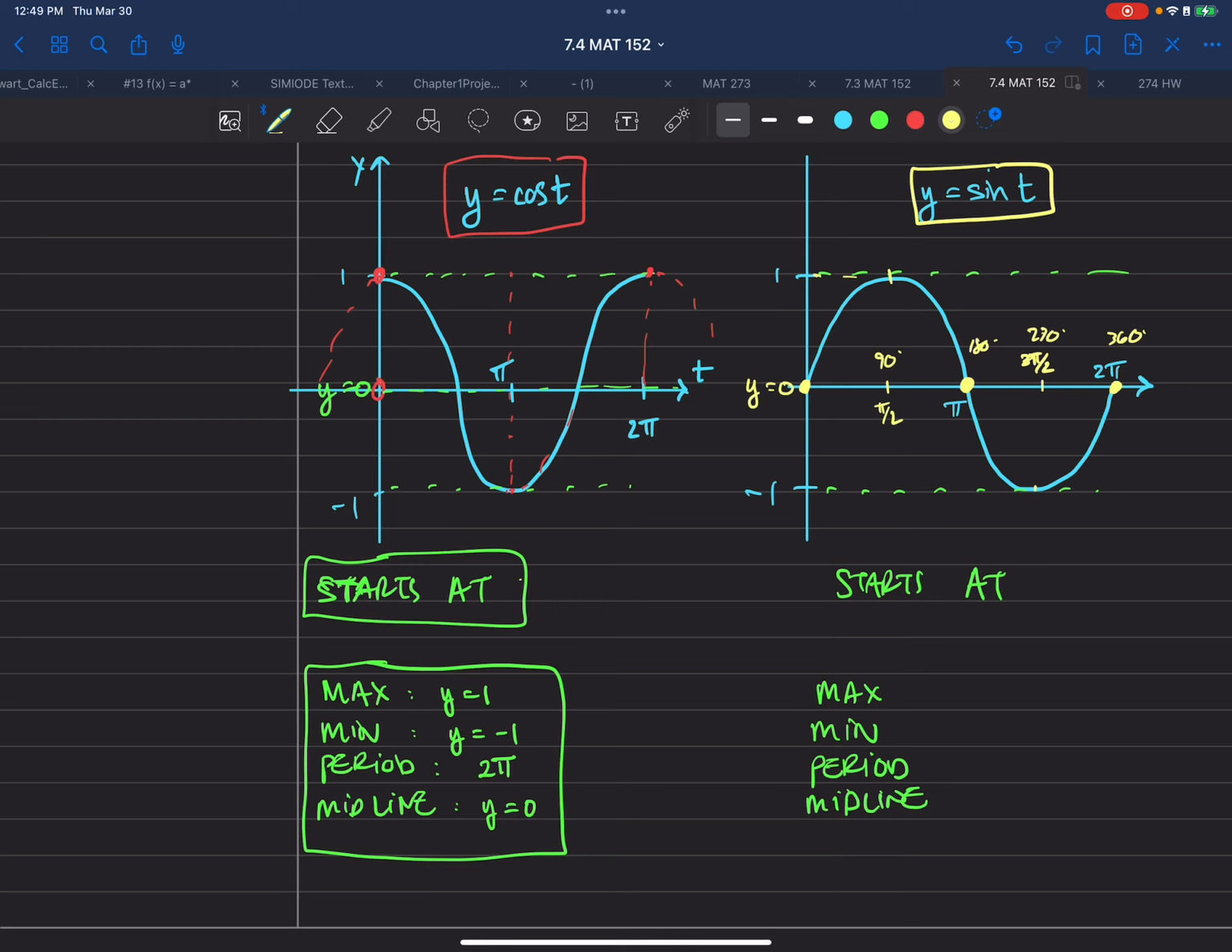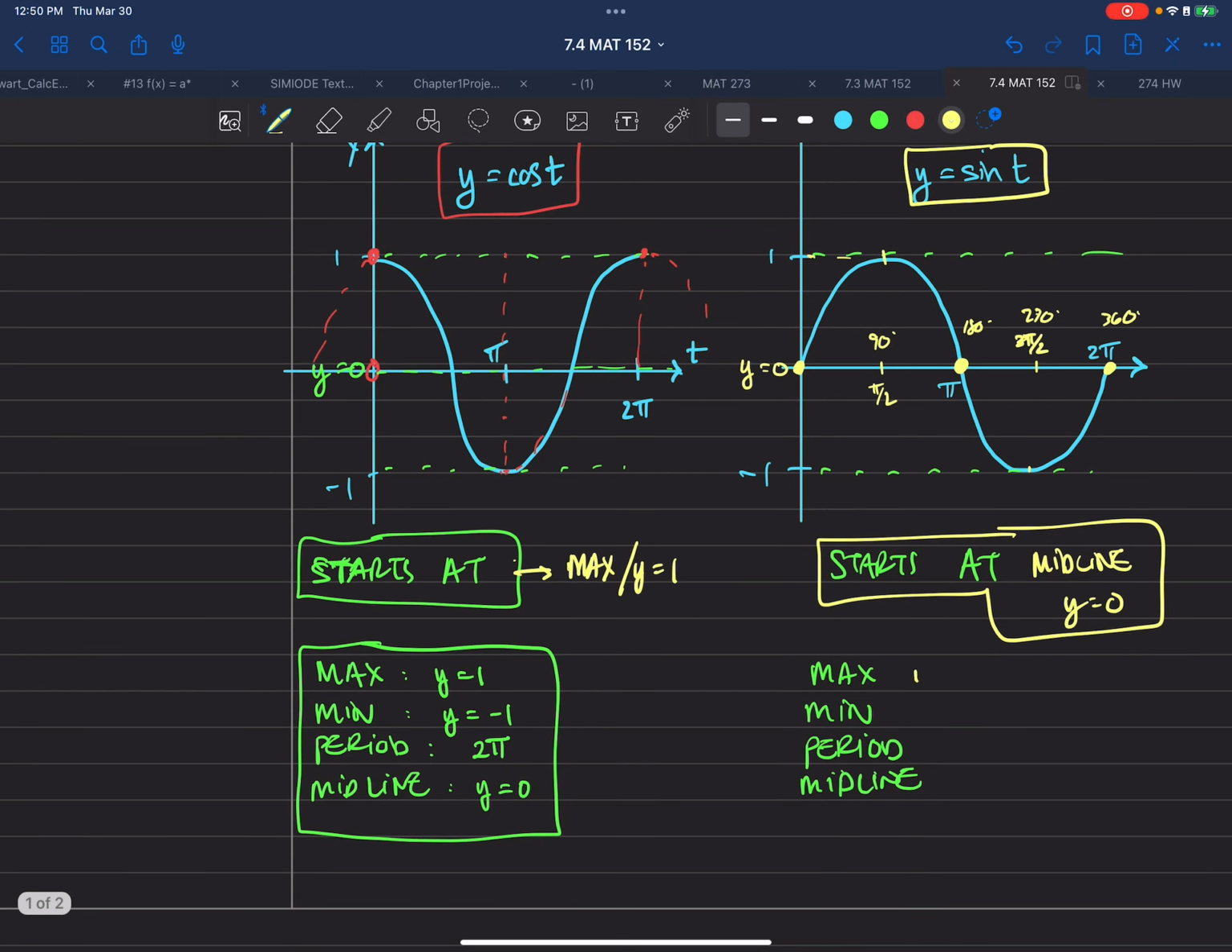Oh, we didn't put this in over here. This starts at its max, or y equals 1. And this starts at the midline, or y equals 0, in its vanilla form. Its max the same is y equals 1. Its min is y equals -1. Its period is 2 pi, and its midline is y equals 0. Okay, so these things are all the same. Sine starts at the midline, cosine starts at its maximum.